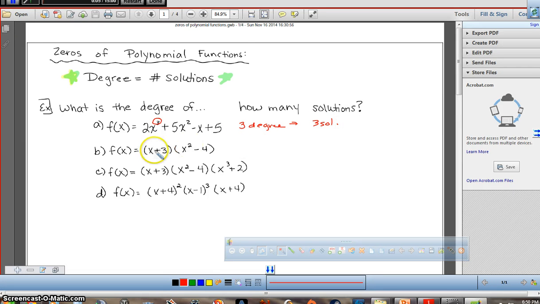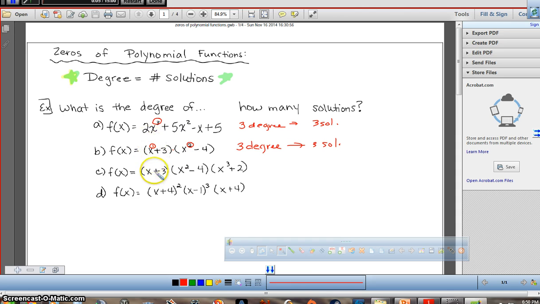The second one, you'll notice it has factors, it has parentheses, so when we multiply, we add our exponents together. So this would be 1 plus 2, it would be a degree of 3. 3 solutions. You have to think about if I were to multiply this out, what the highest exponent would actually be. And so x times x squared is x cubed.